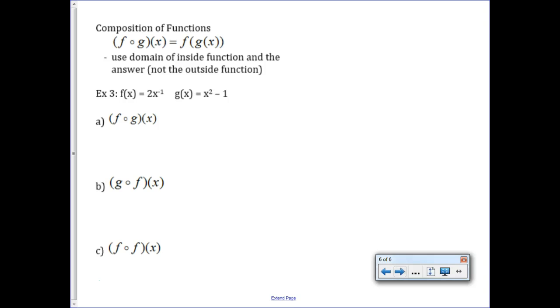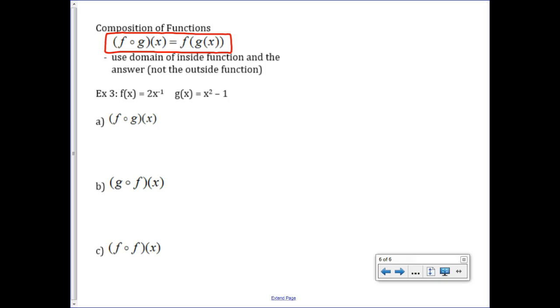The last one we're looking at is the composition of functions. So f of g of x. And you can write that in one of two ways. You can write it with that open circle, or you can write it as f of g of x, that second way where you put the g of x inside in place of x. I tend to like to write it that second way. And it says use the domain of the inside function in the answer, not the outside function.